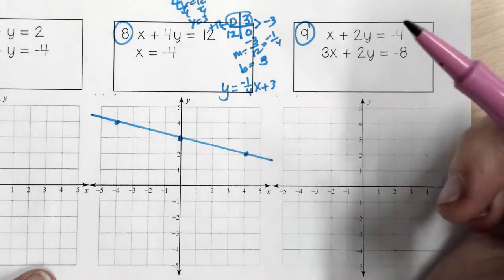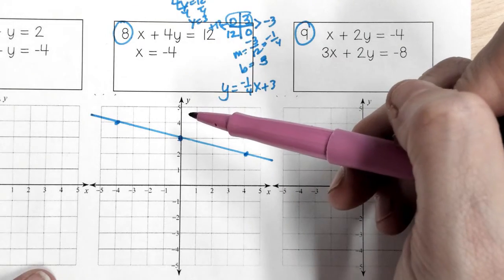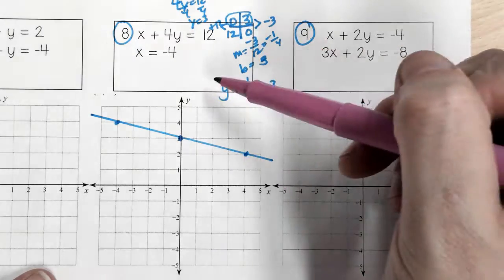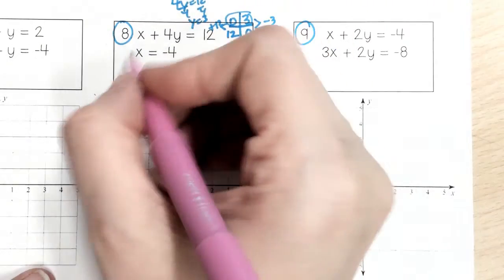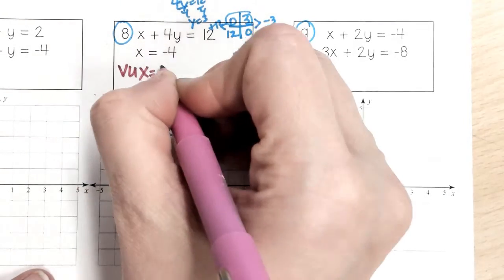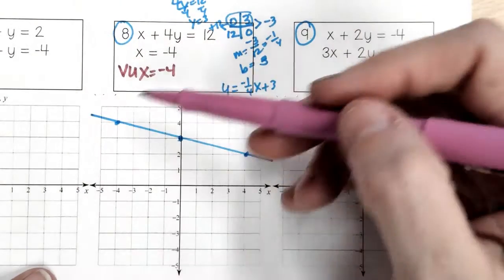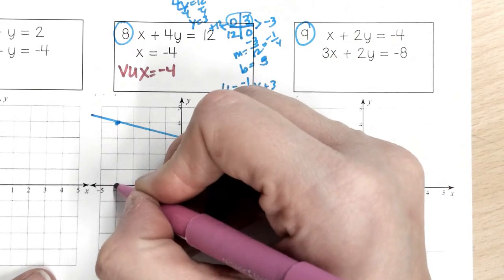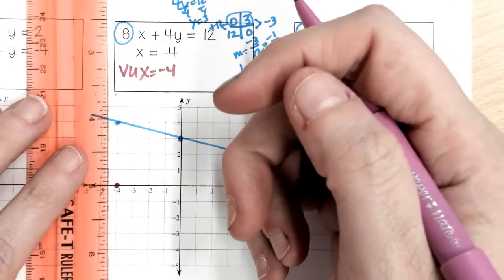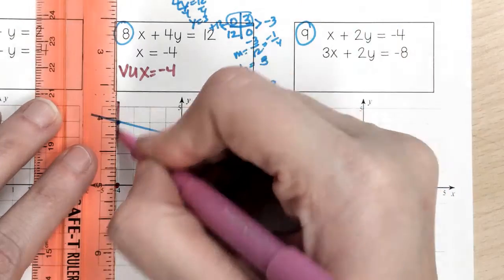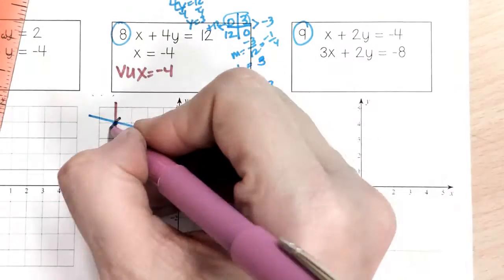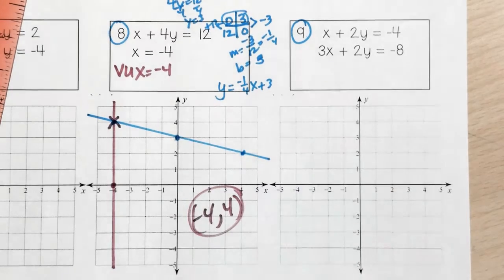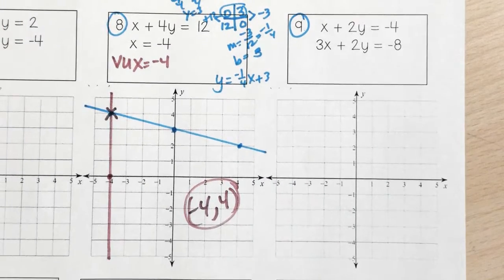Okay. Now, here's the next tricky part. I see x equals. Anytime I see an equation that's either x equals or y equals, I'm thinking HOY VUX. Well, this one ends in x, so I'm thinking VUX: x equals negative 4. That means I have a vertical line that goes up and down through x equals negative 4. Well, that means it's going to go through this point straight up and down. And they intersect right here at (negative 4, 4). Okay? That was a little tricky.